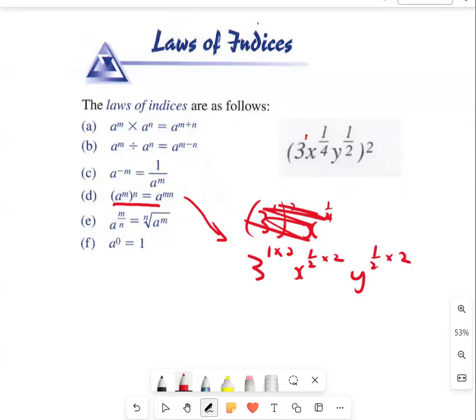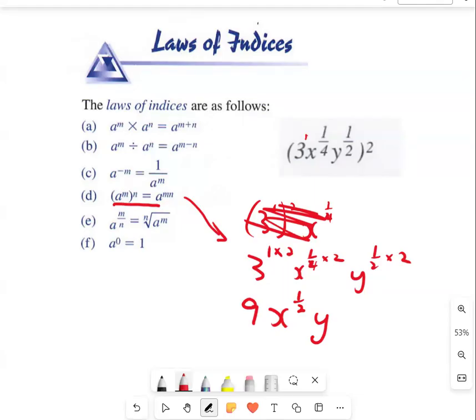So that's 3 squared, which is 9. Half times 2 is 1, right? So you get y. Oh, one of them is a quarter, sorry, this is a quarter. So a quarter times 2 will give us a half. And a half times 2 gives us 1. So you have to put 1 here. That's your answer.